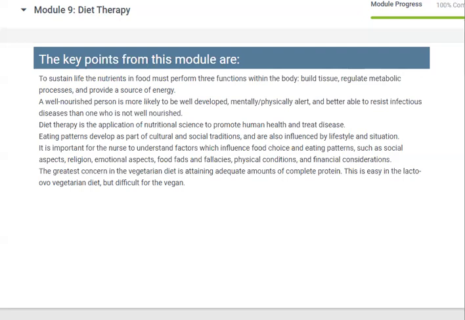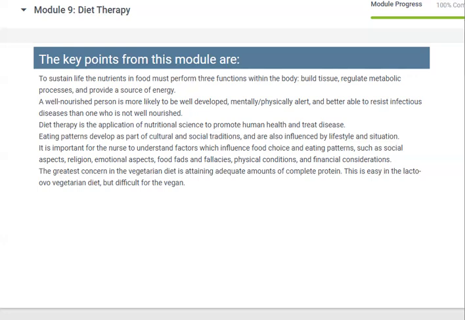Diet therapy is the application of nutritional science to promote human health and treat disease. Eating patterns develop as part of cultural and social traditions and are also influenced by lifestyle and situation. It is important for the nurse to understand factors which influence food choice and eating patterns, such as social aspects, religion, emotional aspects, food fads and fallacies, physical conditions, and financial considerations.